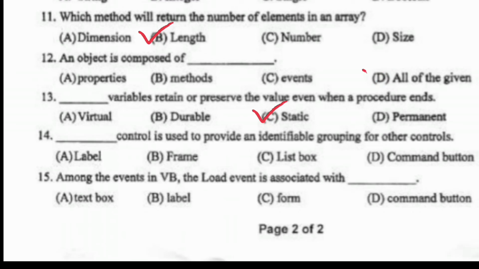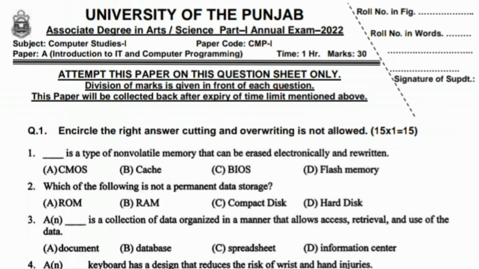Static variable. Dash control is used to provide an identifiable grouping for other control. Frame. Among the event in VB, the load event is associated with form. Dash is a type of non-volatile memory that can be erased electronically and rewritten. इसका right option है flash memory.